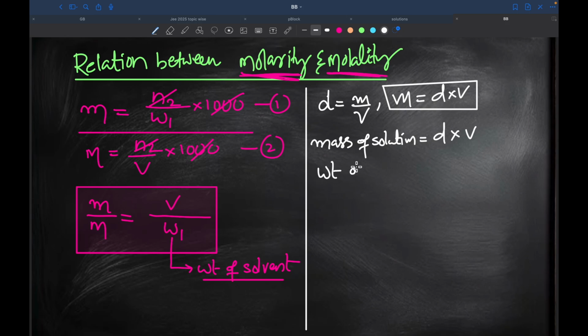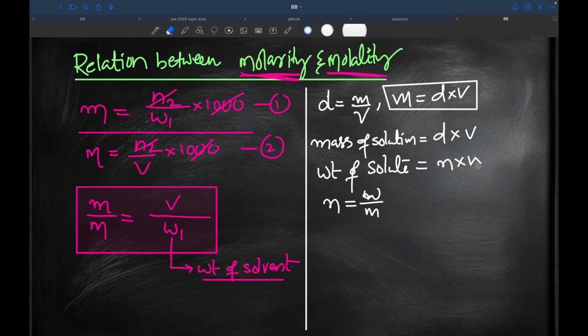I should also know the weight of the solute. Where will we get the weight of the solute from? We will get it from the moles. n equals W by m gives you the weight. So from here weight equals molarity into molar mass. So this is the molar mass, and this is the weight of the solute. Right? If you know these two items, the mass of the solution and the mass of the solute, then can we solve for this?